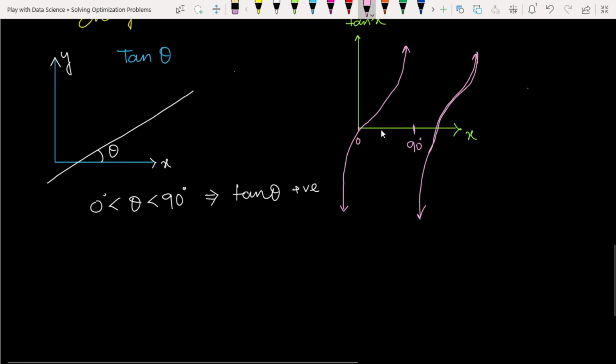So we will see that if our theta's value is between 0 to 90 degrees, then it will only take a positive value. Otherwise, it will take a negative value. Just see this.